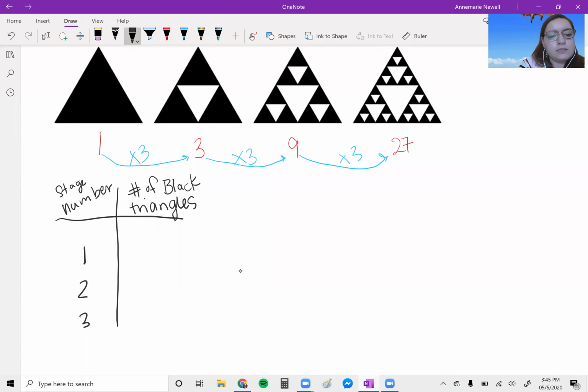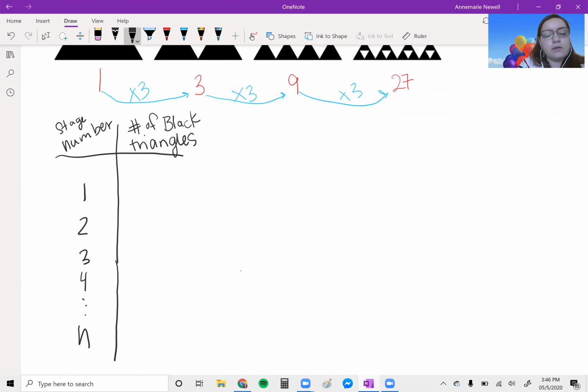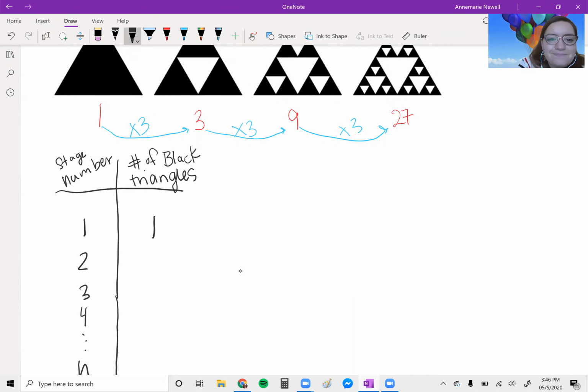We're going to go to stage 4 because it's there, and ultimately we are going to get to stage n. That's how we generalize with variables. So in stage 1, how many triangles were there? There was 1. In stage 2, there were 3. In stage 3, there were 9. Stage 4, 27.